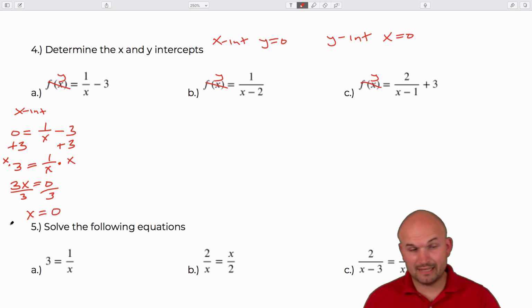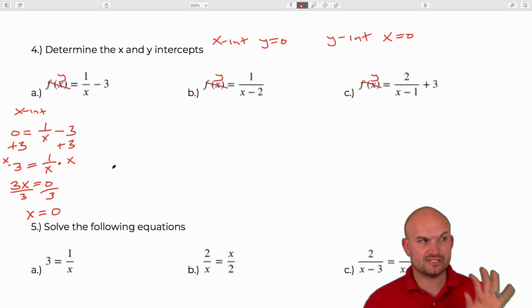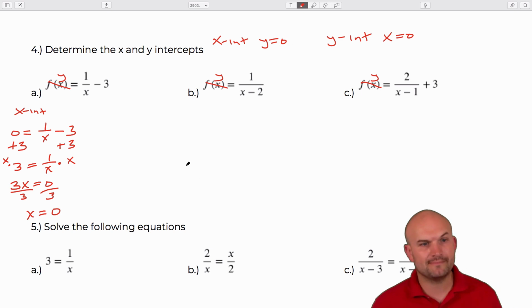Something you might have been able to recognize a little bit later, and that's kind of the point for you to do some of these problems so you can start seeing some of the patterns that are occurring. Now let's go and get on the y-intercept. So the y-intercept is just going to be when x is equal to 0.